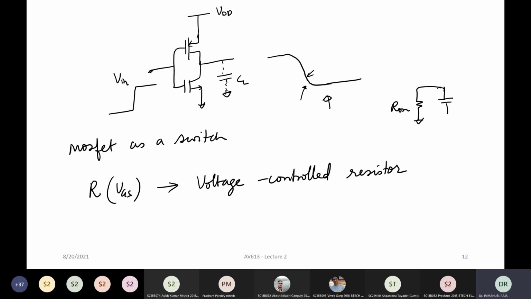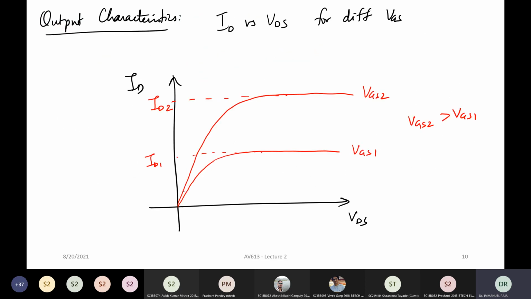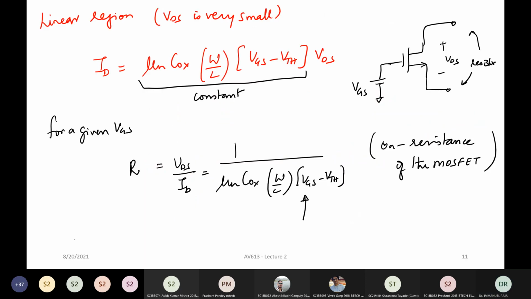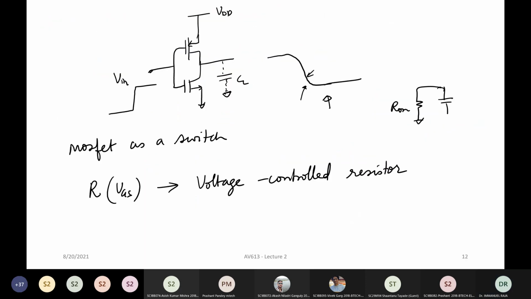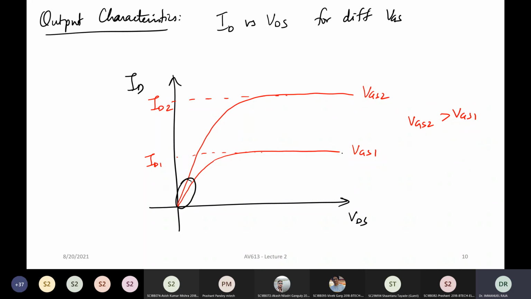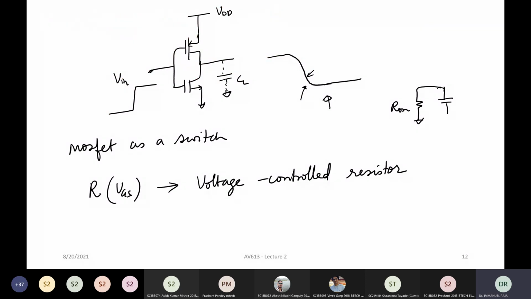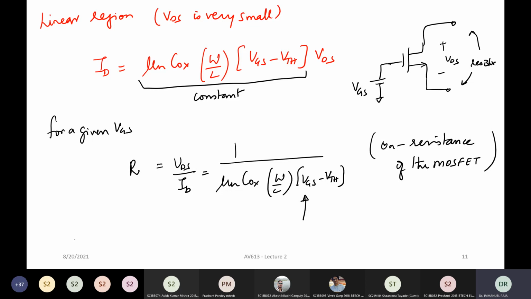That's another name you will see in different textbooks and papers, different names being used. In the linear region or in the deep triode region, which is this region of operation, it acts as a voltage controlled resistor. You can see here for VGS1, it has a certain slope. For VGS2, it has a different slope. And what can you say about this resistance? As VGS increases, what will happen to the resistance? R will decrease, because it's in the denominator.